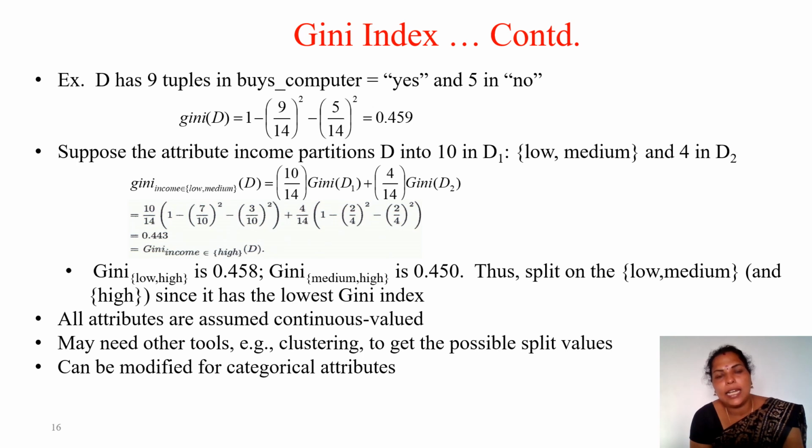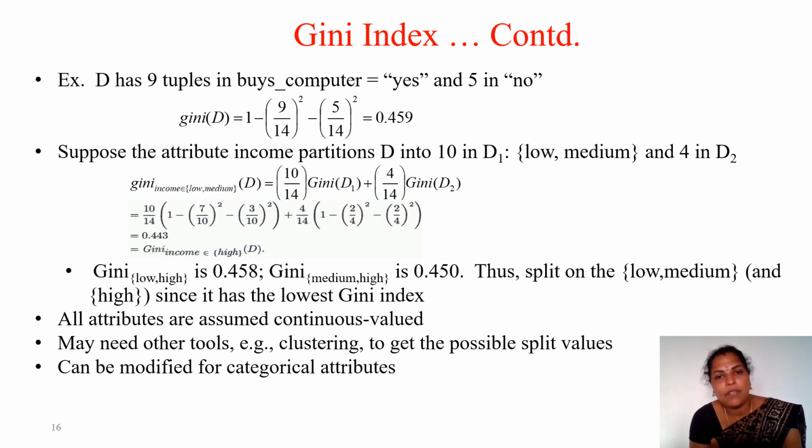Then for Gini income low, medium, here we suppose the attribute income partitions D into 10 in D1, that is low comma medium, and 4 in D2. Then Gini of income in low comma medium of D equals 10/14 Gini of D1 plus 4/14 Gini of D2. So in D1 we have 10 and in D2 we have 4.